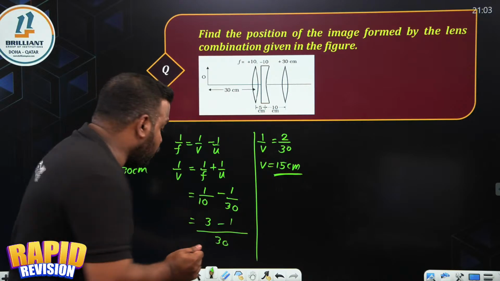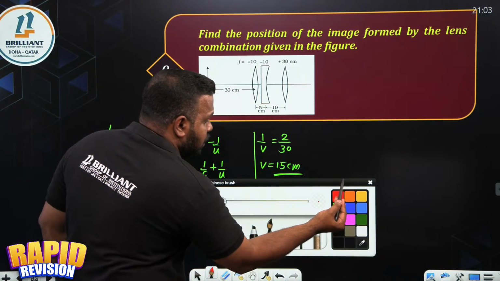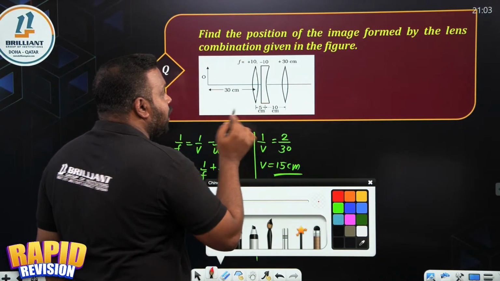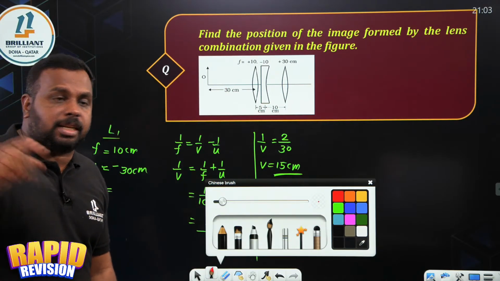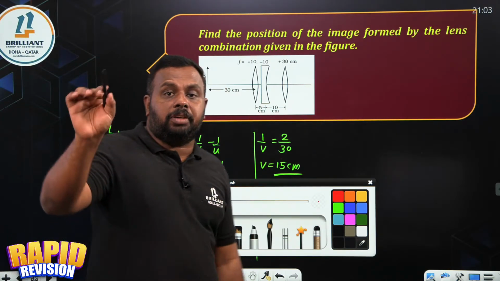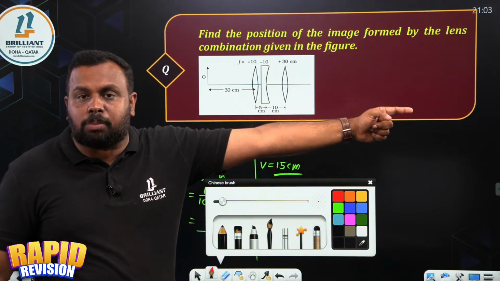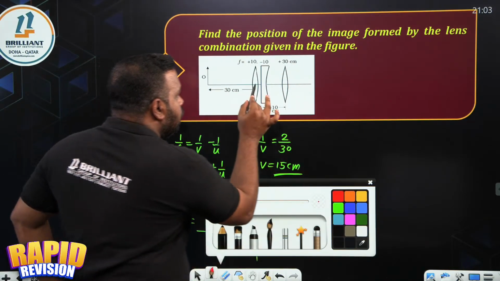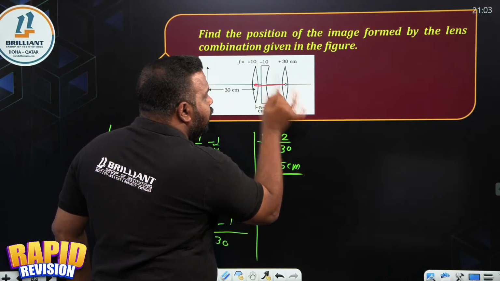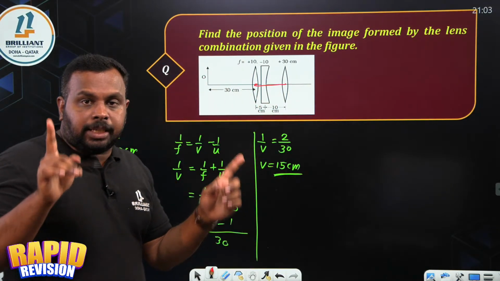Is that idea clear? Please note that from the first lens, the image is formed at a distance of 15 centimeter, and we are getting it as plus 15, which means surely the image is formed on the right side of the lens, at a distance of 15 centimeter. That idea is clear now?